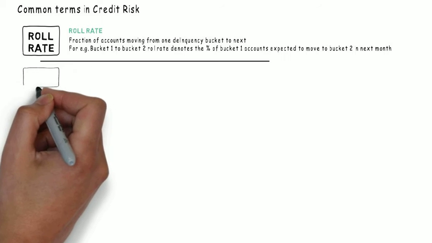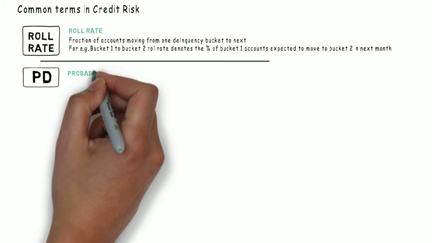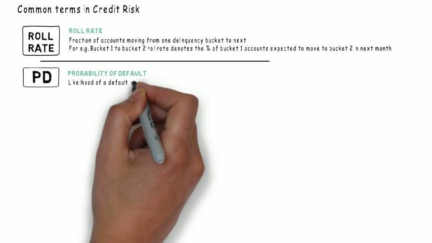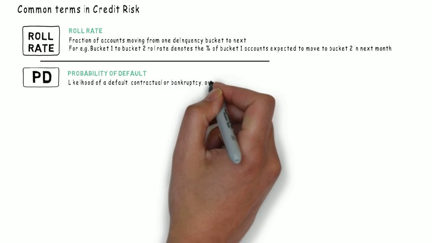PD refers to probability of default. Default is an event when the account is either contractually charged off or written off due to bankruptcy. PD is defined over a certain time horizon. For example, if 12 months PD is 10%, that implies that the account has a 10% likelihood to charge off or go bankrupt within the next 12 months.